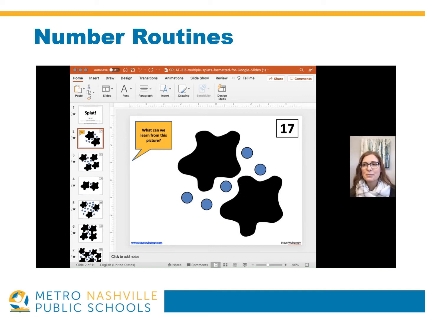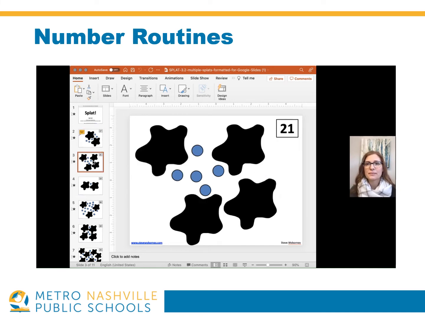So in this example, the student is trying to determine what number they can multiply by 2 and then add 5 to get 17. For this second example, since there are 4 splats, it would be the number they multiply by 4. And then again, they're adding 5 because there are 5 dots here. And then the total is 21.